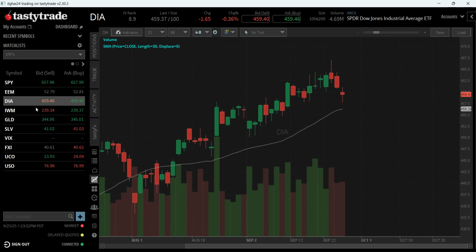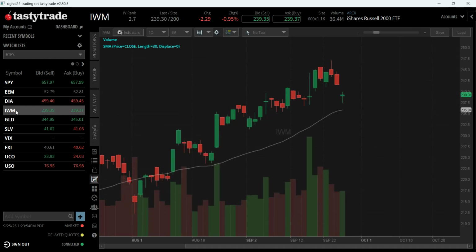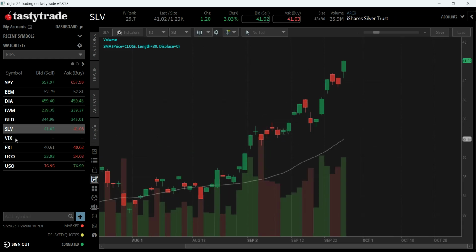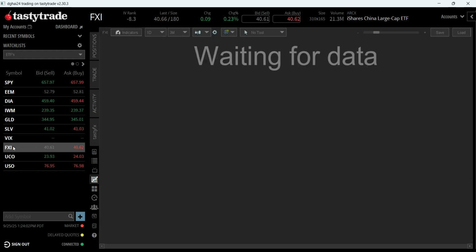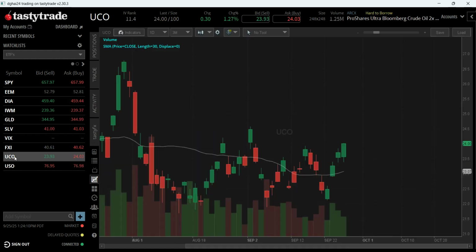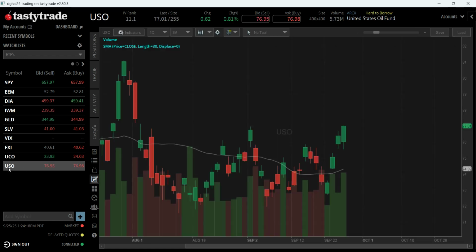Diamonds, that's the ETF on the Dow Jones. IWM, the ETF on the Russell 2000. GLD, ETF on gold. SLV, ETF on silver. Volatility, FXI, you see a lot of gaps on this as well. This is the ETF for China. Oil, again, we looked at that on the other chart. This would be an ETF that you could trade. It's a little more volatile, a little more leverage than the regular oil right here, the USO.